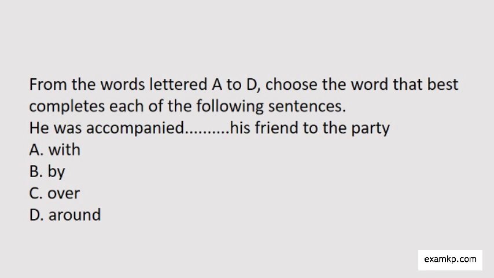Number 3. From the words lettered A to D, choose the word that best completes each of the following sentences. He was accompanied ___ his friend to the party. A. With. B. By. C. Over. D. Around.